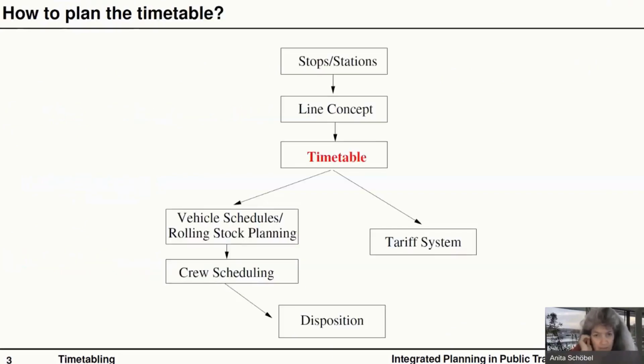So we are now in the next step here. We assumed in the beginning that the infrastructure network is already given with stops or stations. And in the previous lecture, we discussed how we can find a line concept, including the frequencies. And now we want to find a timetable before we later on continue with vehicle scheduling and other problems.